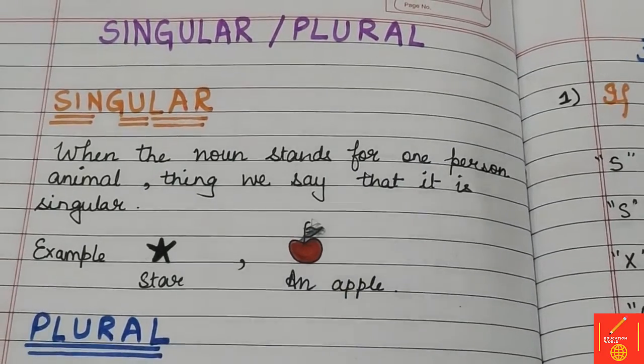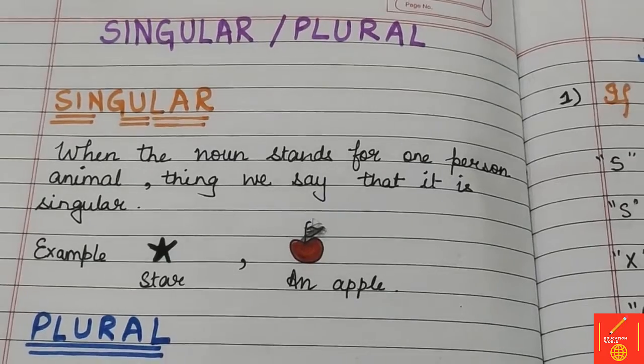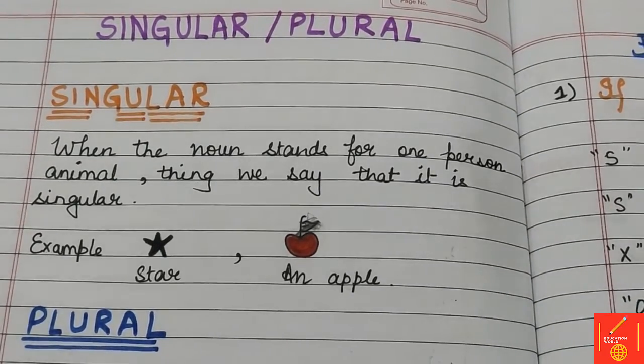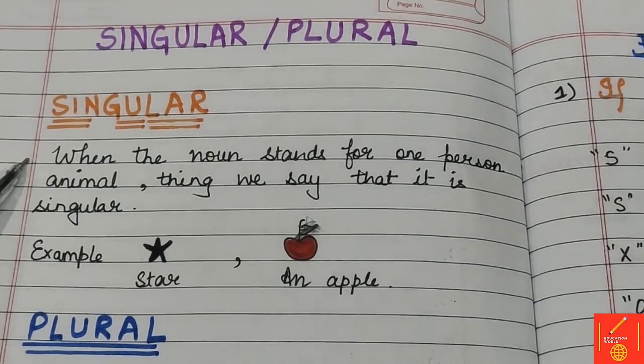Today we're going to discuss the topic singular and plural with the formation of plural. Now first of all we need to understand what is the meaning of the word singular. Singular is when the noun stands for one person, animal, or thing. We say it's a singular.